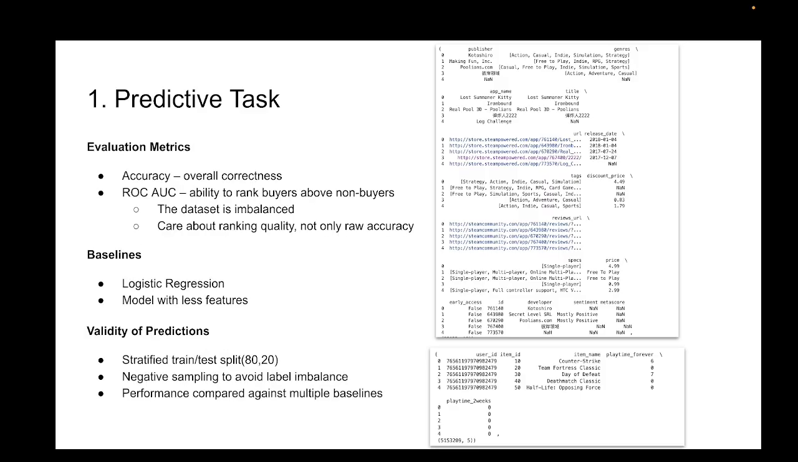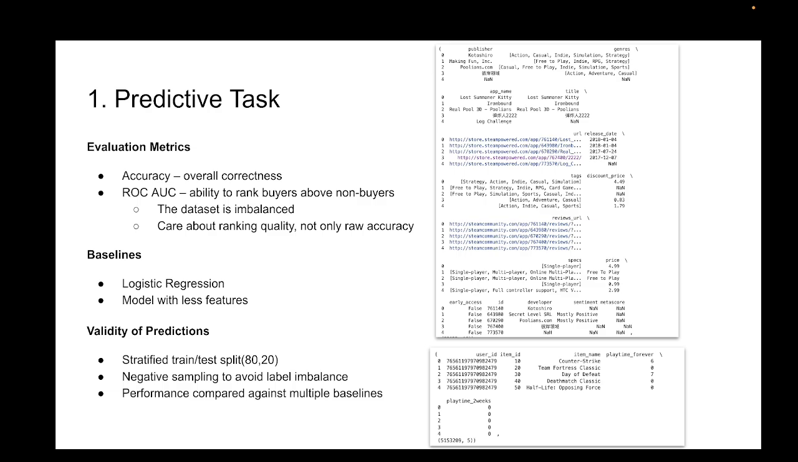For the evaluation metrics, we have the accuracy and the ROC AUC score. This is able to rank biased above non-biased, since the dataset is imbalanced and we care about the ranking quality, not only the accuracy.